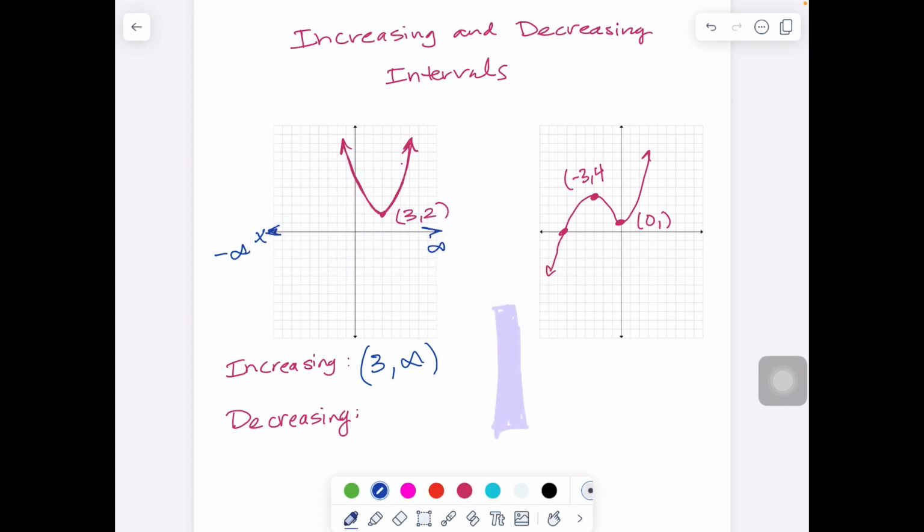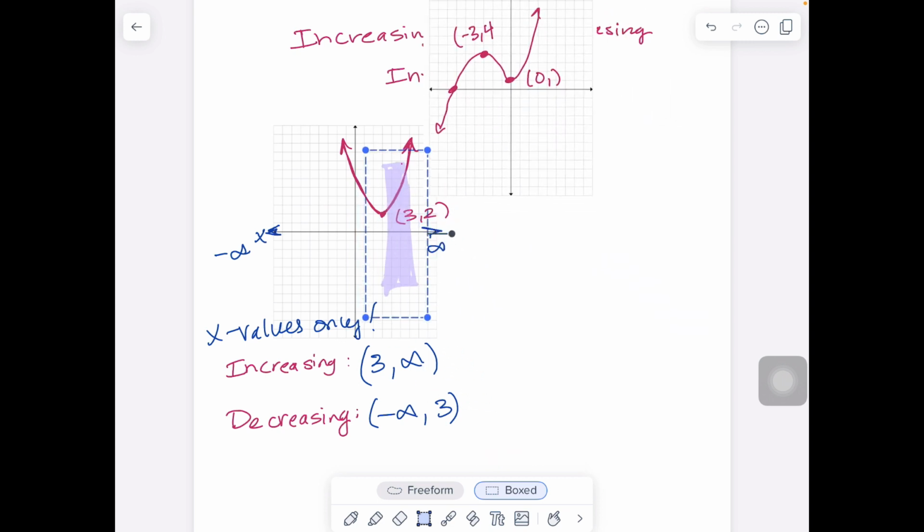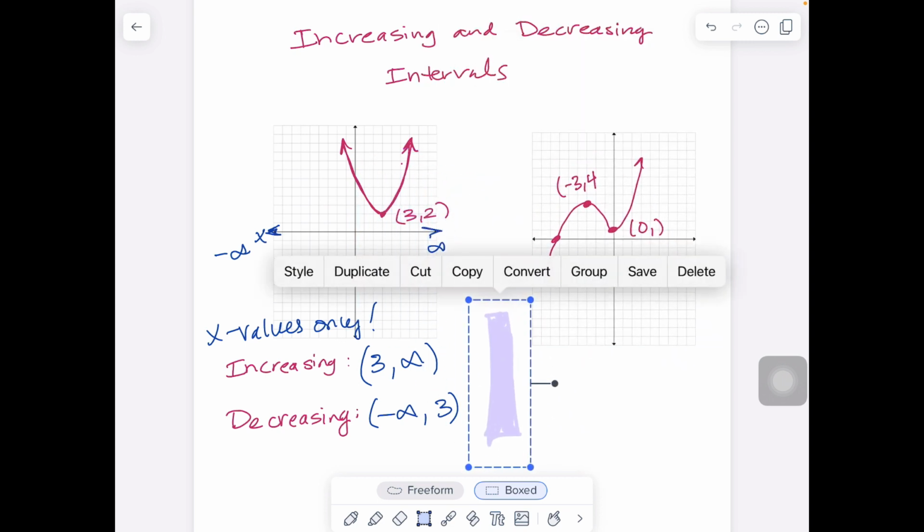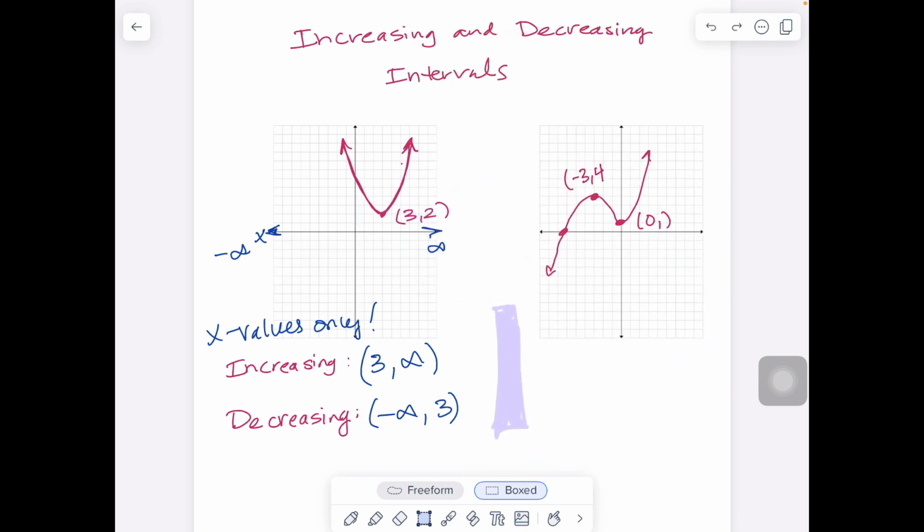When we talk about increasing and decreasing intervals, we always use the x values. So it's kind of confusing because we're talking about up and down, but to describe the up and down, of course, we're talking about the left and right. Some people have a hard time with that, but that's what's going on. We're talking about the up and down, but we describe it going left and right.